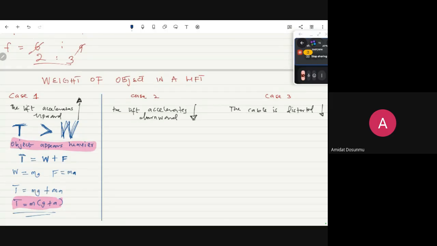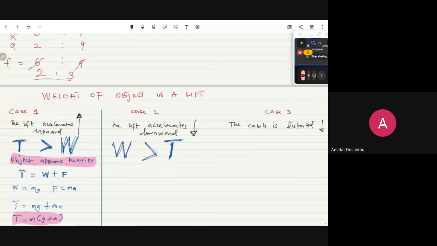The lift accelerates downward. In this case, the weight is going to be greater than the tension, because all the force is coming down. So the tension on the lift is also coming towards what? Towards the weight. So the weight is always acting downwards.